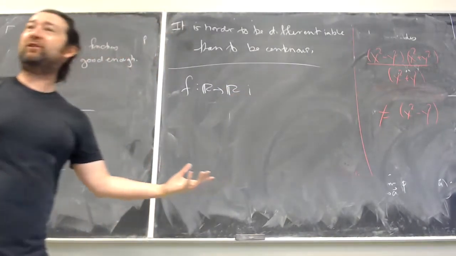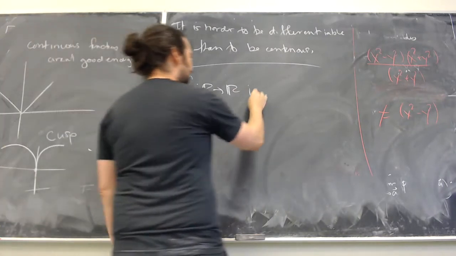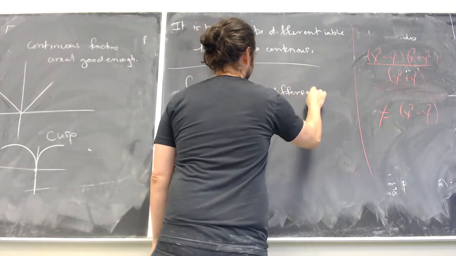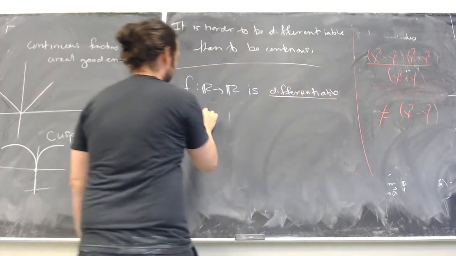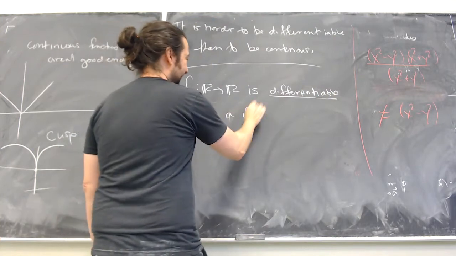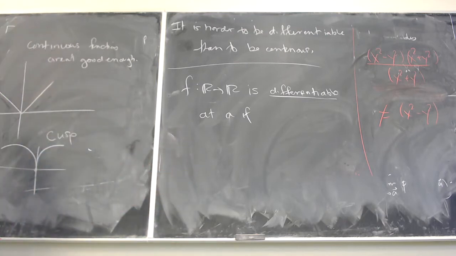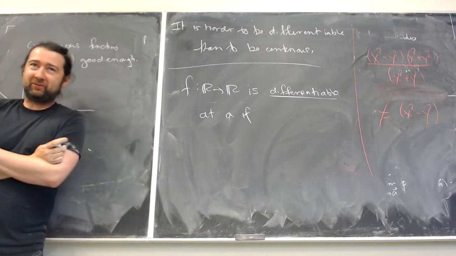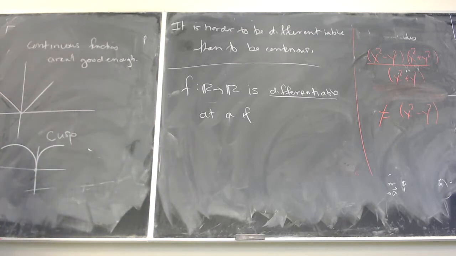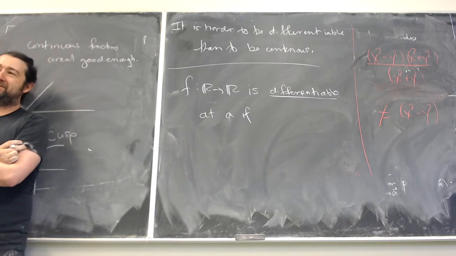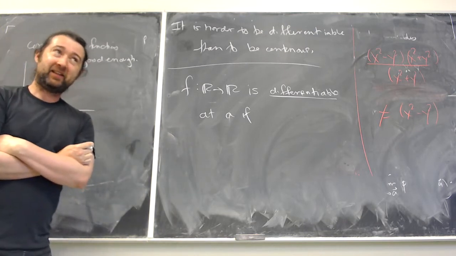I'll give you the first half of the theorem. It's just for free. F from R to R is differentiable at A if there's a big empty space on the board right here. You didn't think you could forget everything you learned in passing in 2 days of lecture 3 years ago. What does it mean to be differentiable at A?